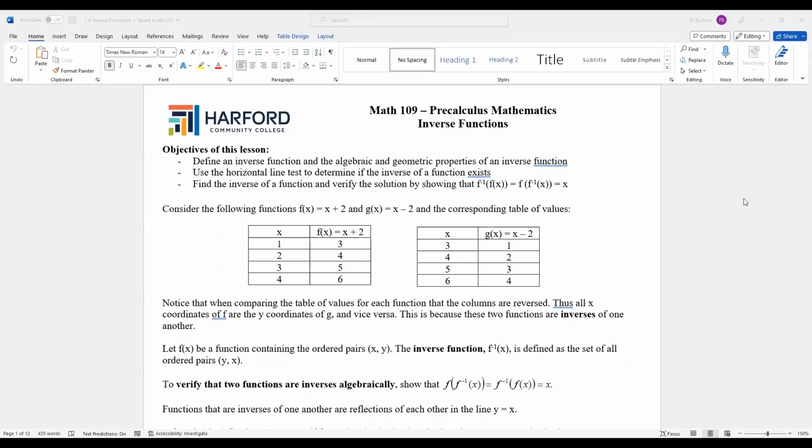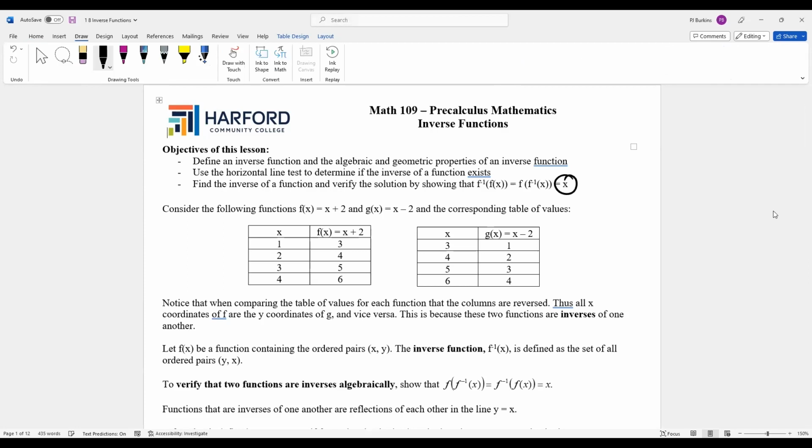All right, so we're on to lesson 1.8, which is all about inverse functions. Briefly, in the last section, we said that if the composite function of one function being plugged into another and then doing the reverse both resulted in the same answer, and that answer is x, then we can call those inverse functions. So we're going to talk a little bit about the properties of inverse functions.